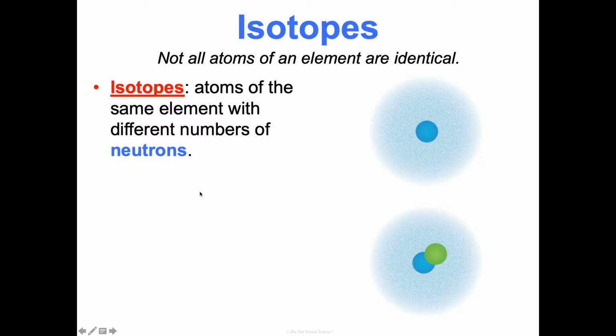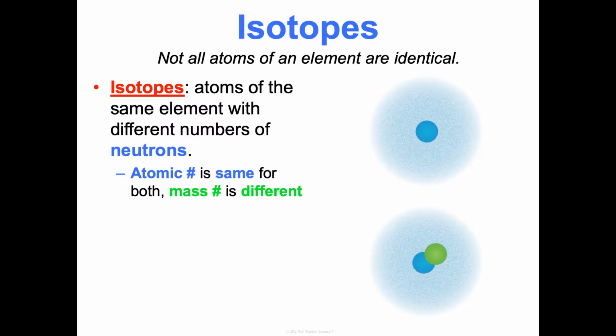And if you remember from concept 1, I said the number of neutrons really informs us on the mass of an atom. So if the number of neutrons is different, that means the mass number is going to be different. So isotopes have the same atomic number, the same number of protons because they're the same element, but they have different mass numbers because they have different numbers of neutrons.